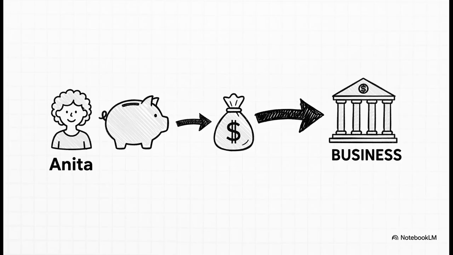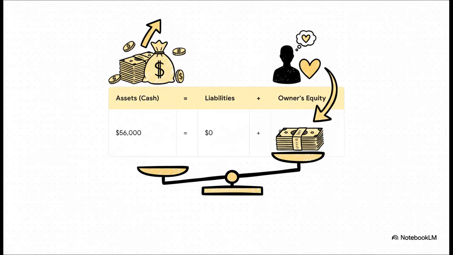So, Anita's ready to start. First thing she does is take $56,000 of her own money, her savings, and puts it into a brand new business bank account. Boom, that's transaction number 1. And look what happens. Instantly, the equation is in perfect balance. The business now owns an asset, that's the $56,000 in cash, and where did that cash come from? From the owner, so the owner's equity is also $56,000. The 2 sides of the equation match perfectly.